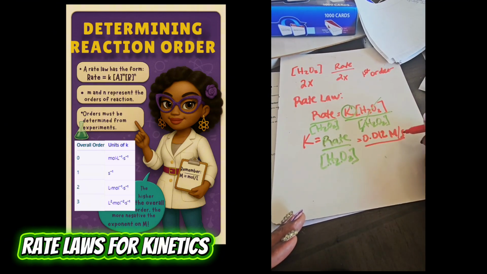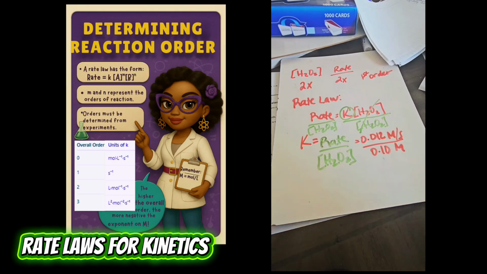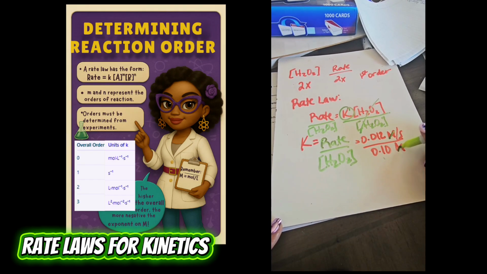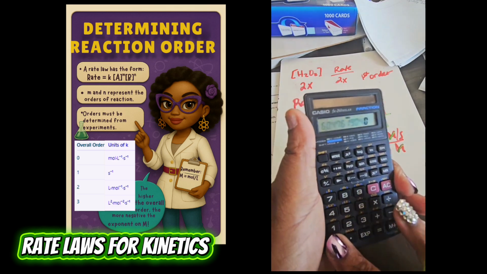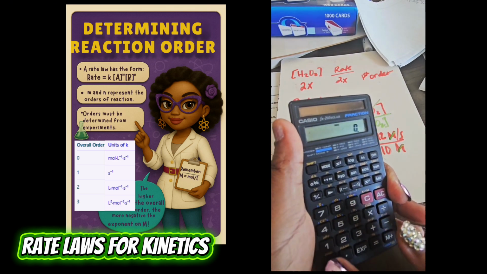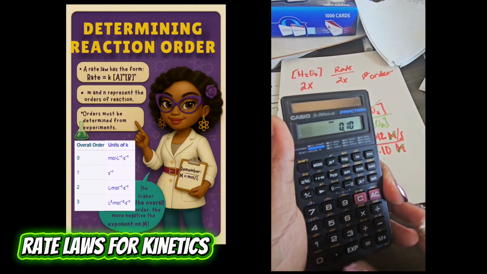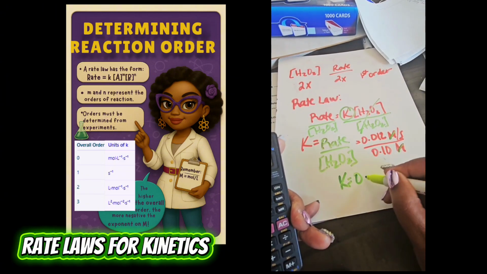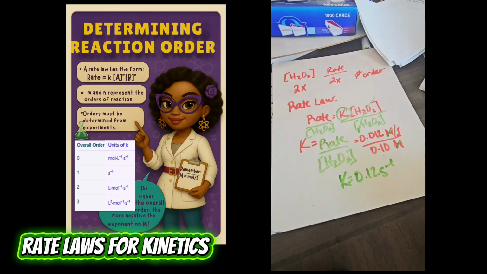Molarity per second divided by 0.10 molarity. Now, when we divide those two numbers, we're going to cancel out our molarities because we don't need that anymore. And our K here is going to be equal to, let's go ahead and divide those numbers, 0.012 divided by 0.10. And we get 0.12 per second. That's what that seconds to the negative 1 means, per second.